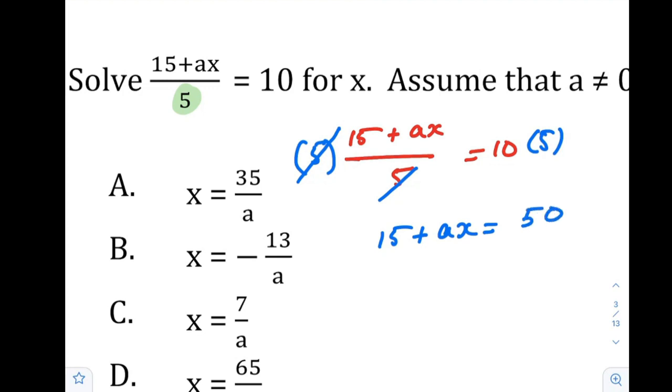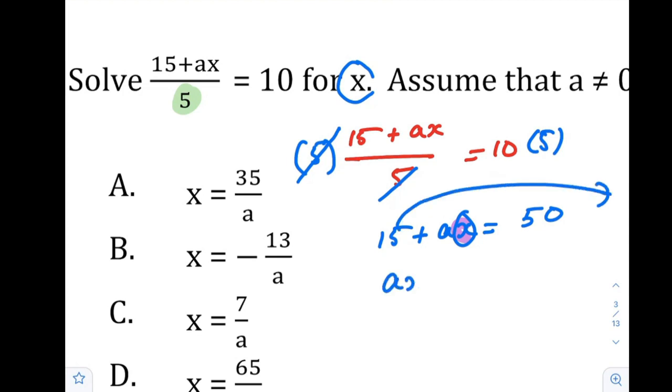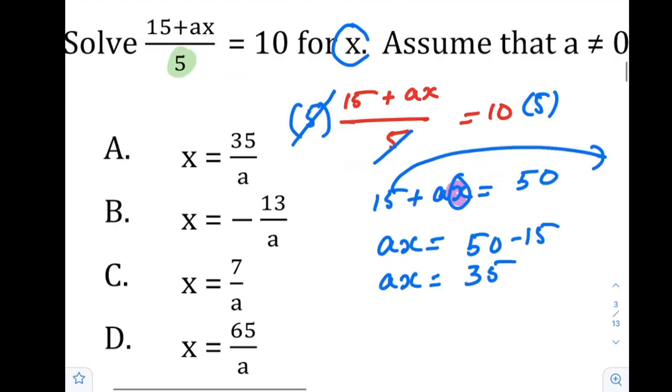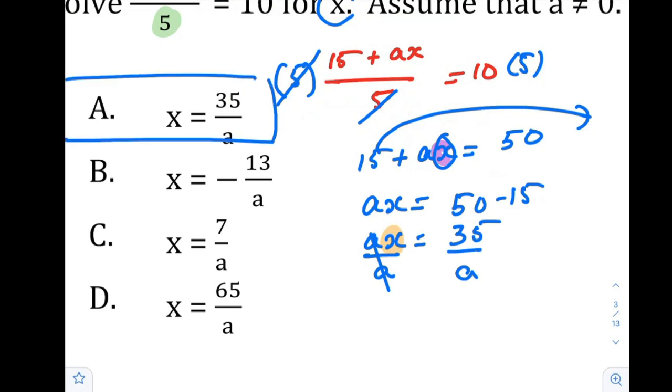And now we want what? X alone. If you want x alone, isolate everything including remaining the x. So I will shift this 15. So ax is 35. And also remember, I need x. So I will divide by a, since x is multiplied by a. So x is 35 over a, which is this solution.